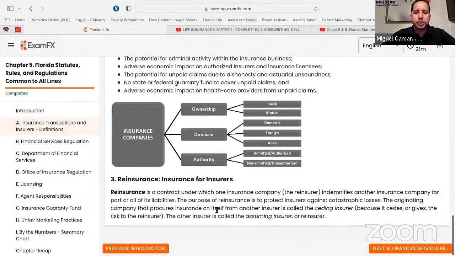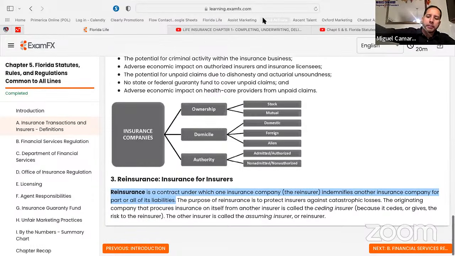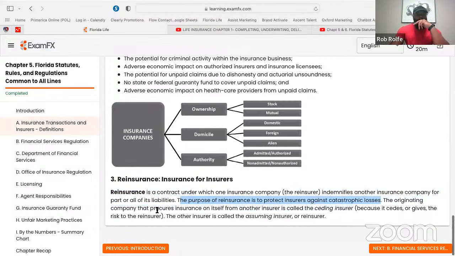All right, last part of this is called reinsurance. Reinsurance is a contract in which one insurance company indemnifies another insurance company for part of the liabilities. This simply means that ABC company buys some of the risk from XYZ company. If you ever look at insurance companies' stock holdings, you'll realize that a lot of insurance companies invest in other insurance company stock, because they know where the money's at. So reinsurance is when one insurance company indemnifies another insurance company by owning part of its liabilities. The purpose of reinsurance is to protect against a catastrophic loss.